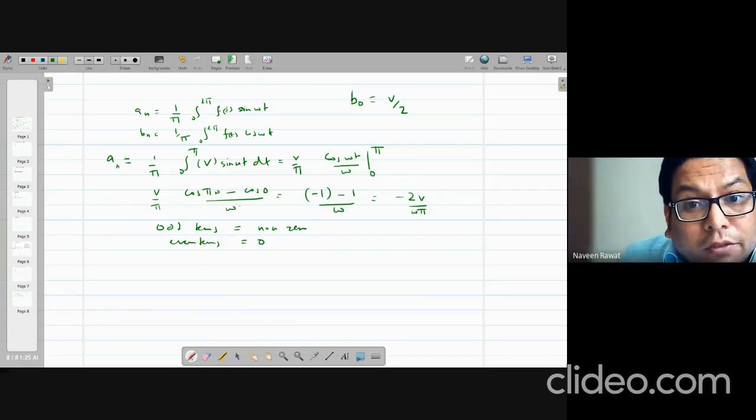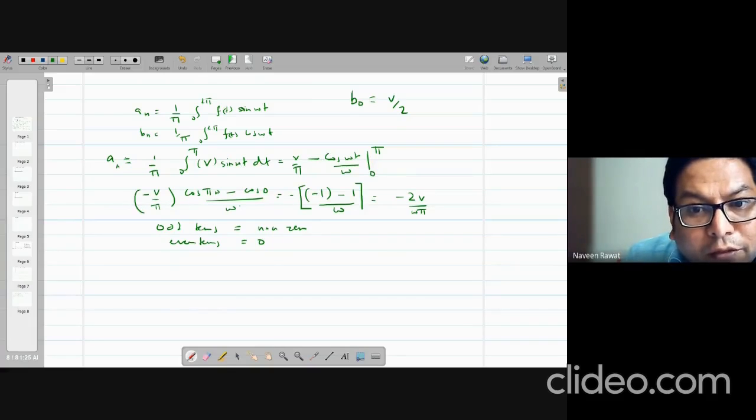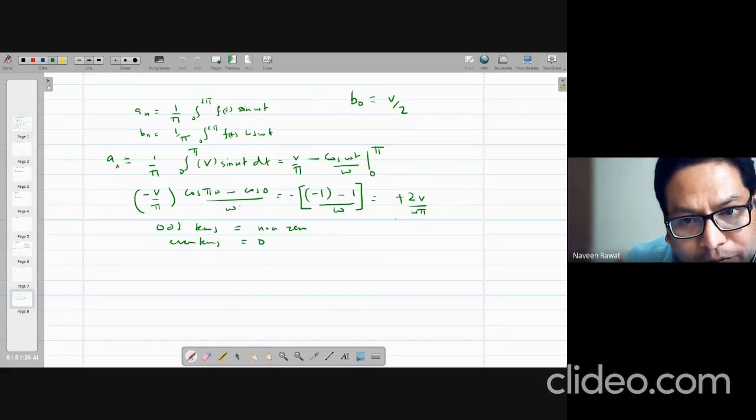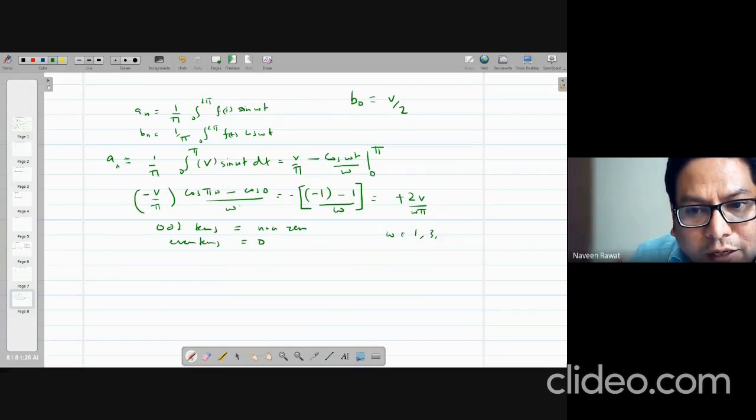Integral of sine is actually minus cosine, so there should be a minus here. So if we multiply by minus, the minus factor outside, you have to remember that. So this will be plus 2v in the end. So basically that is what you get. You get 2v by omega pi or some factor. Remember, only the odd terms will survive. So omega is 1, 3, 5 and so on.